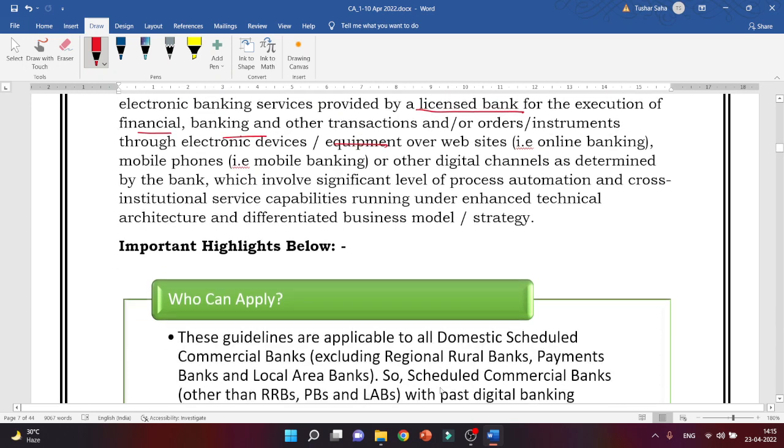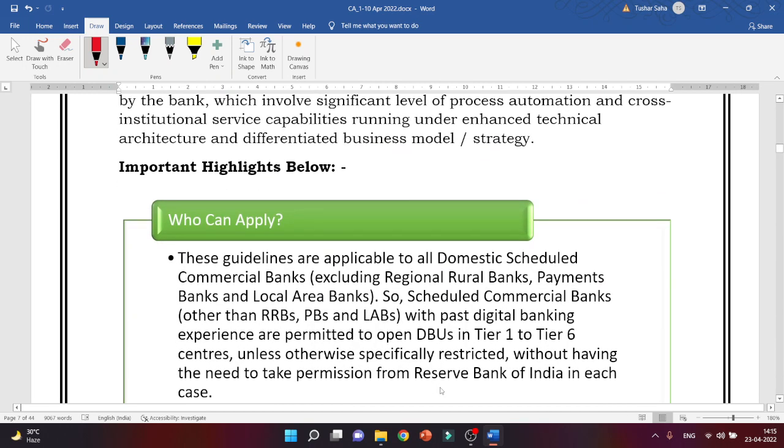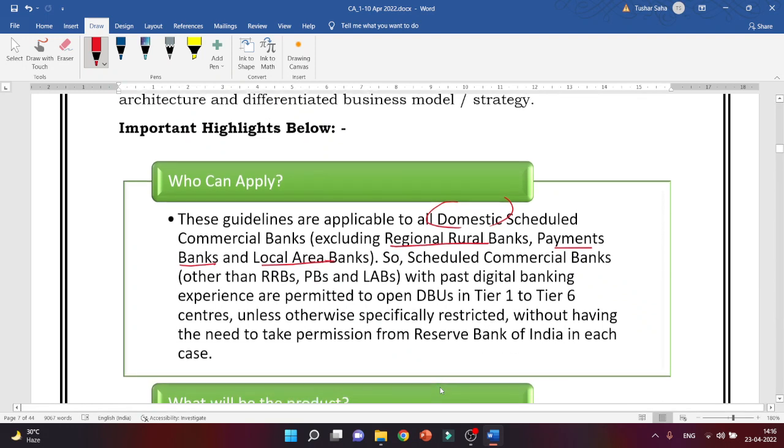Now, who can apply? All domestic commercial banks. Remember some keywords: domestic scheduled commercial banks, excluding RRBs, payment banks and local area banks. See, payment banks are mostly in the digital banking space. Look at Paytm, look at Airtel Bank, look at Fino. Most of them are in the digital banking space.